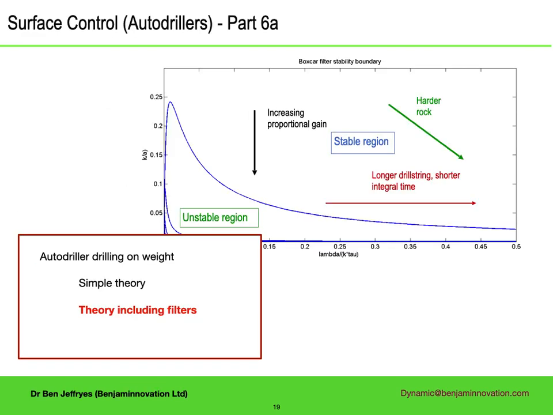We start with auto drillers, which aim to control the weight on bit, first with the ideal case and moving on to when the weight measurement is filtered. Ideal weight auto drillers are unconditionally stable, but when filters are added, an unstable parameter range appears, as shown in the graph.